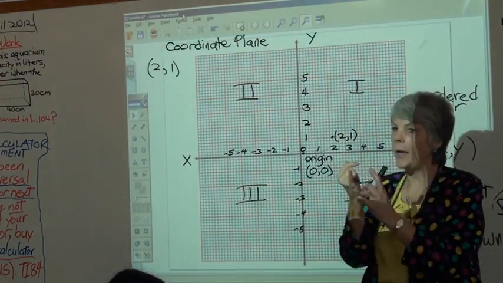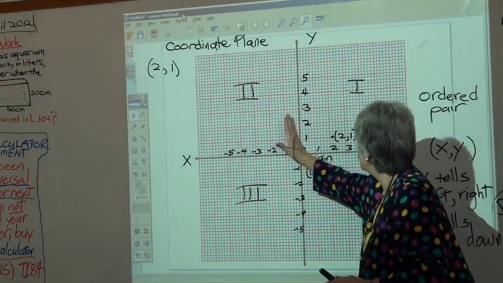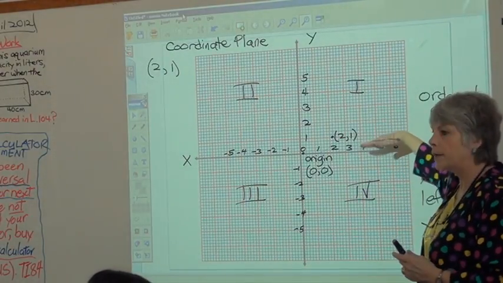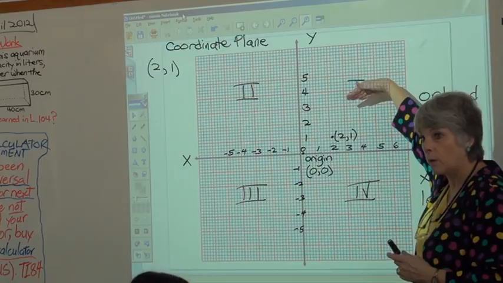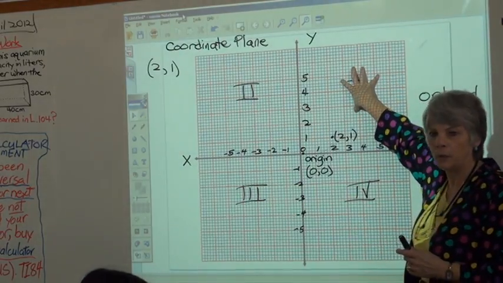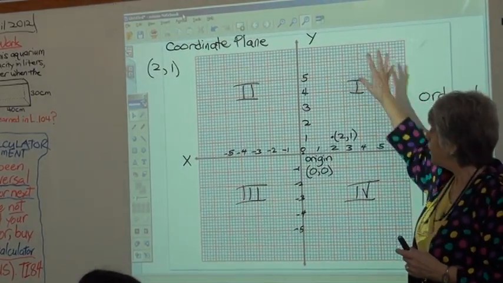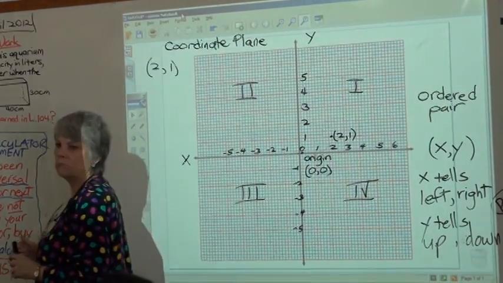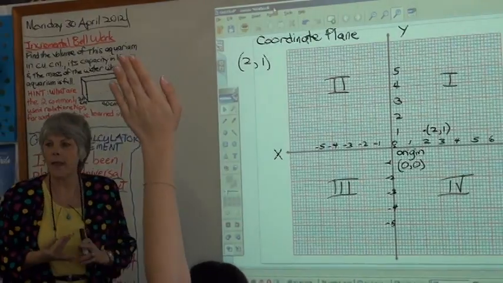So we know that when we have a positive x, we're going to move in this direction from our 0, right? And then if the y is positive, we're going to go up. So we're always going to end up in quadrant 1. Now, what if I have two negatives? What if I have a negative x and a negative y?